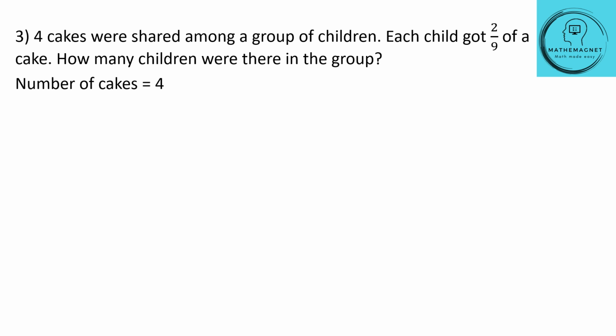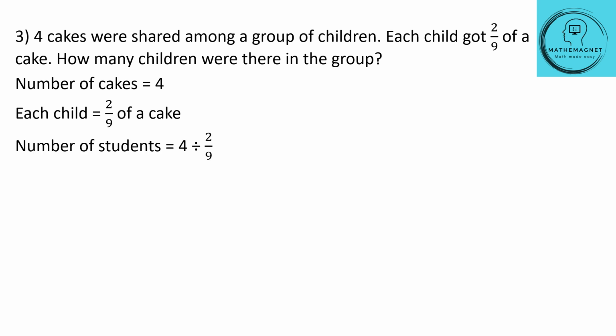So let's write down the facts that we know first. That is, number of cakes is equal to 4 and each child got 2/9 of a cake. To find the number of children in the group, we will have to divide 4 by 2/9. That can be rewritten as 4 into 9/2. 2 and 4 cancel out each other. It becomes 2 times, and it becomes 2 into 9, which is equal to 18. So there were 18 children in the group and each child got 2/9 of a cake.